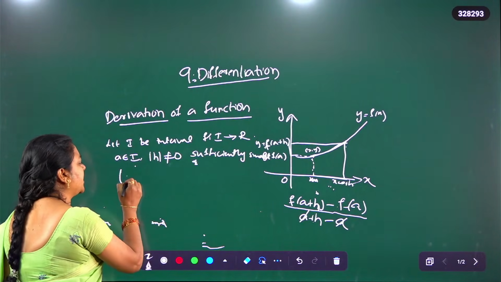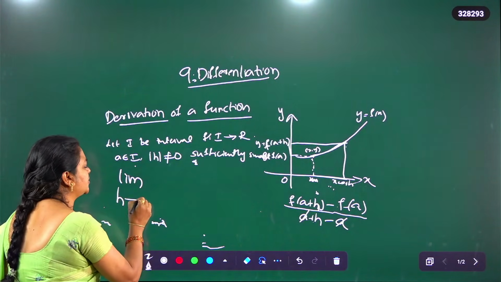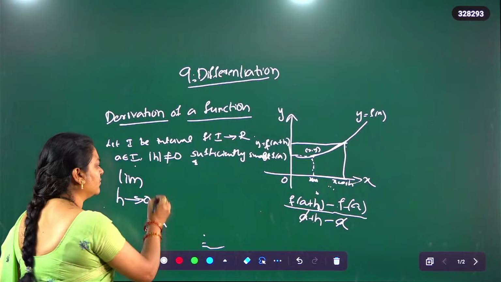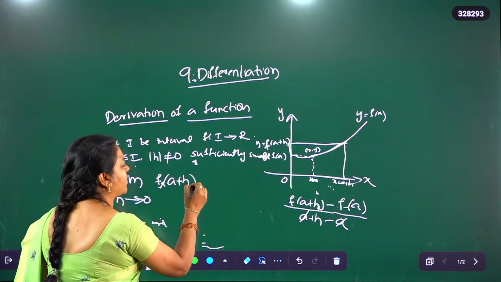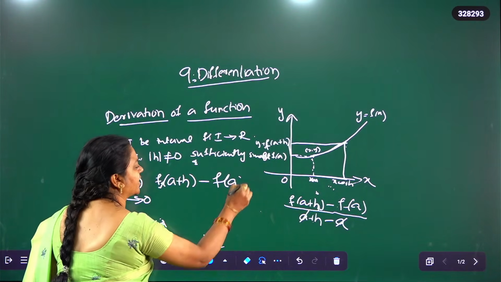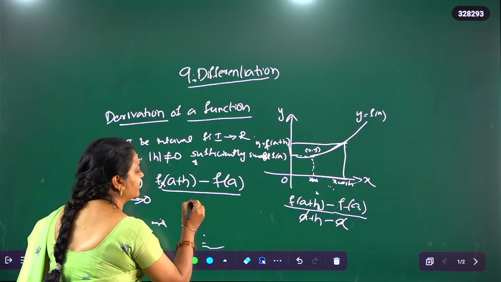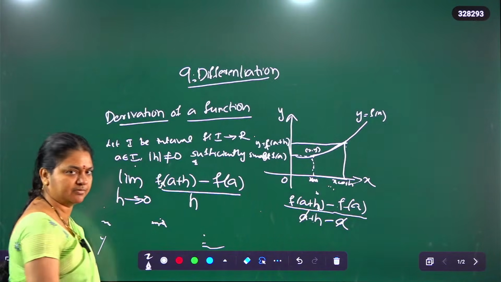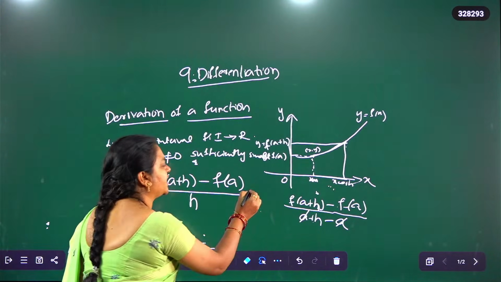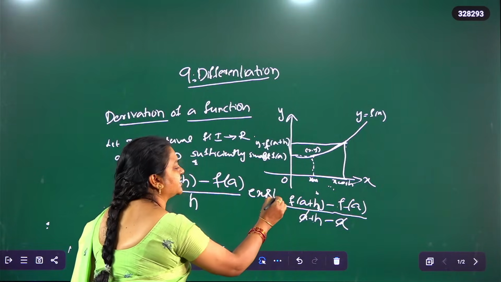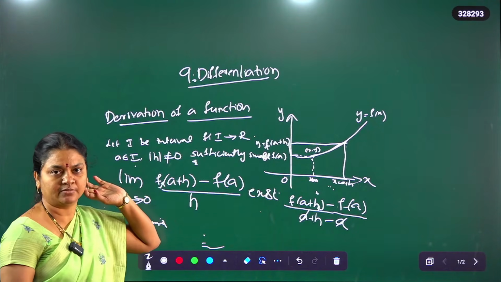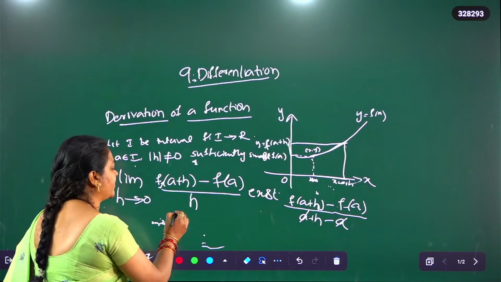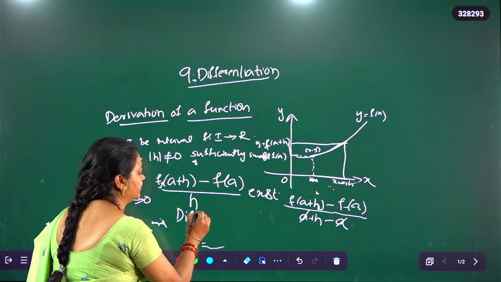That means limit h tends to 0 of f of a plus h minus f of a, the difference of y, by the difference of x, which is h. If this value exists, then we will say this function is differentiable.